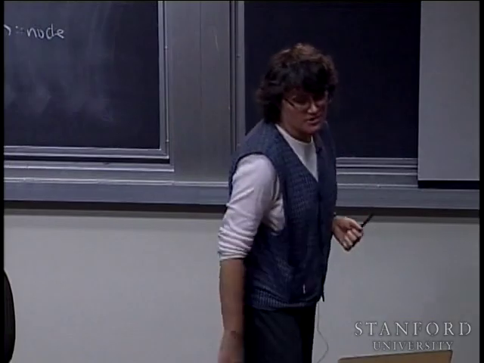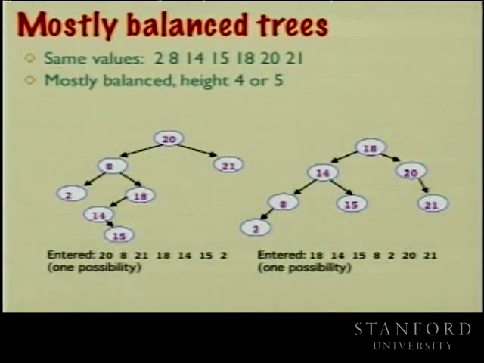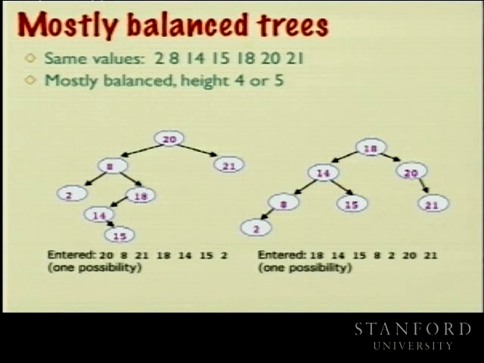Let's think about some cases that aren't so good. I take those same 7 numbers and I insert them not quite so perfectly, and I get a not quite so even result. So on this side, I can tell you 20 was the first one inserted. It was the root, and the root doesn't move. But then the subsequent ones: it inserted an 8, and then a 21, and then an 18, and then a 14, and then a 15, and then it went back and got that 2. The one over there, another possibility for how it got inserted: 8, 18, 14, 15, and so on.